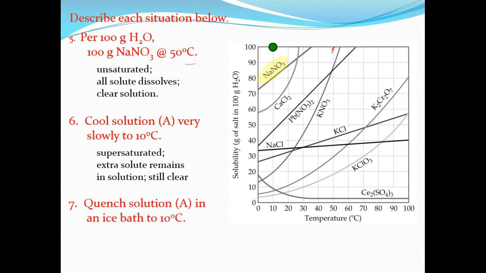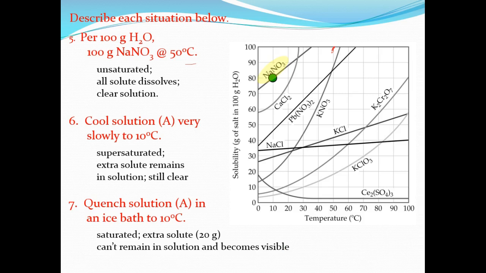Quench solution A in an ice bath to 10 degrees Celsius, and you move it over. Okay. Now, it's saturated, with extra solute, 20 grams, that can't remain in solution and can be visible. Okay, that's basically what happens.